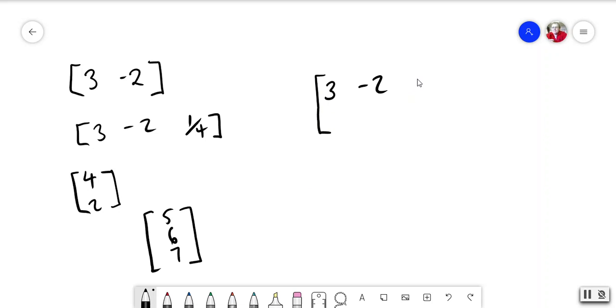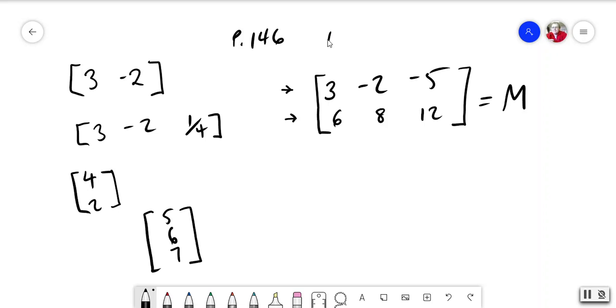Let's say you've got 3, -2, -5, 6, 8, 12. Okay. So this matrix has 1, 2 rows. And let's call this matrix, let's call it matrix M for matrix. We'll be very creative there. So we use all this stuff, by the way, is in your book, page 146. Page 146 in your textbook. Just so you know where I'm coming from.